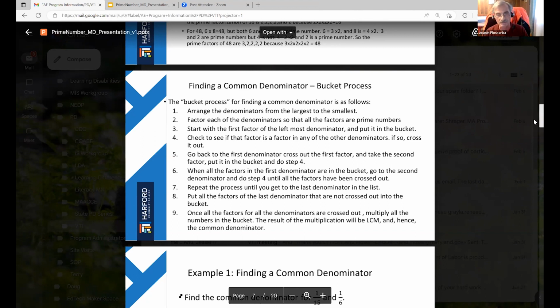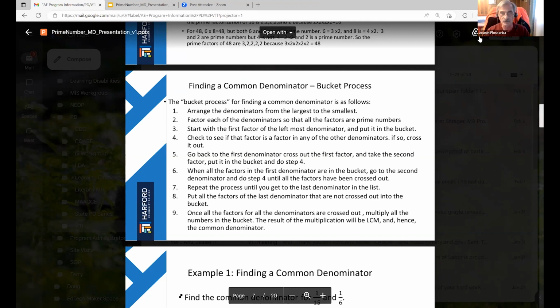Then you take the second factor, and you do the same thing. You put it in the bucket and check to see if it's a factor in any of the other ones. If it is, you cross it out. And then once you've gone through all the factors for the first denominator, you go to the second one, until all of them are accounted for in the third and fourth and fifth.